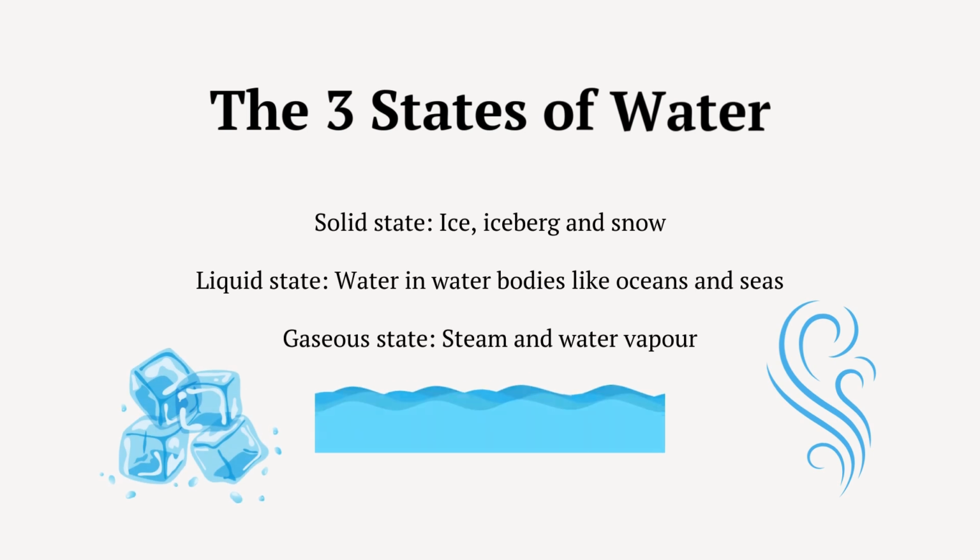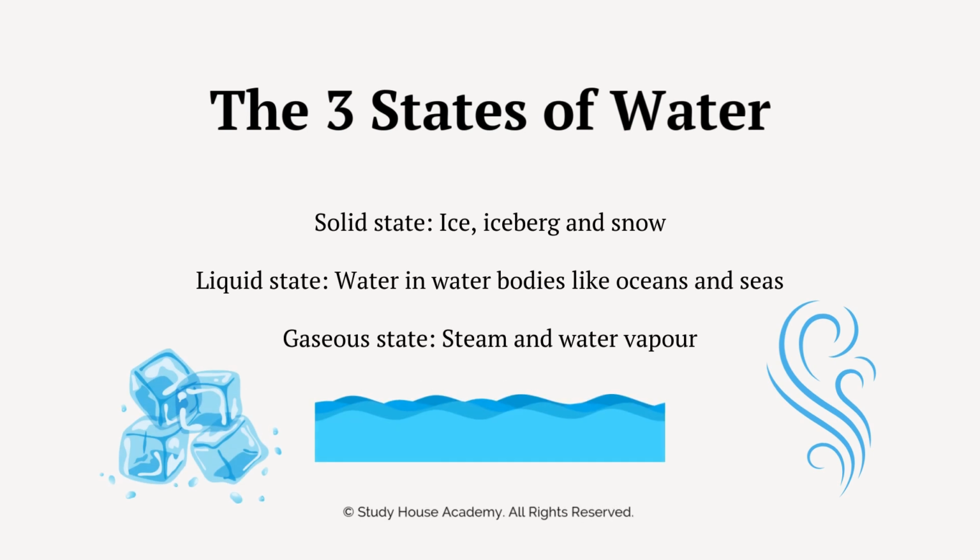There are three states of water. In solid state, water is ice, iceberg, and snow. In liquid state, water is in water bodies like oceans and seas. In gaseous state, water is steam and water vapor.